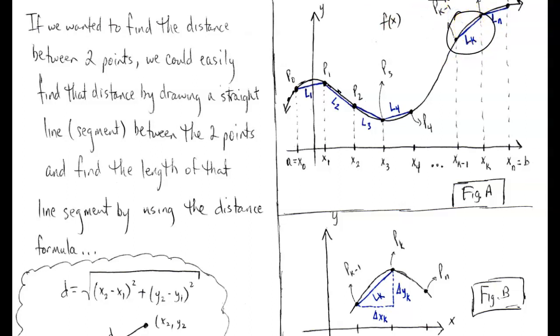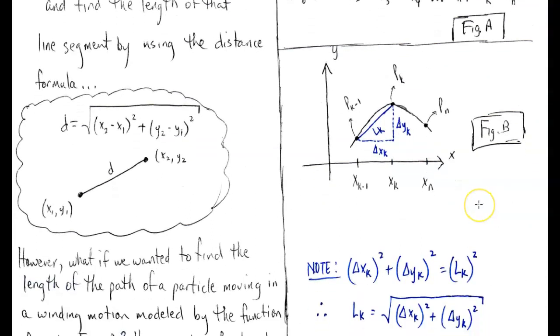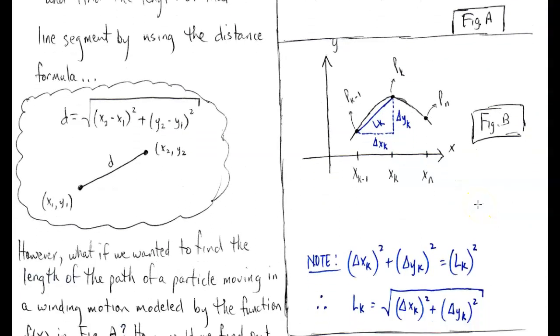right here. If we do that, then figure B gives us an idea of what's going on. If we zoom in there, of course we see that we have this length L sub k, which is not exactly the length of what our function is from x sub k minus 1 to x sub k, but if we're zoomed in really, really close, it's a good approximation.